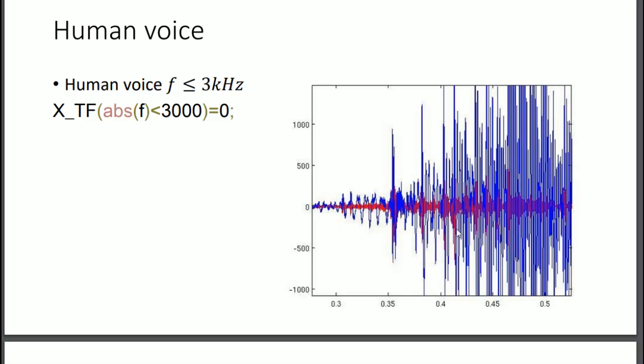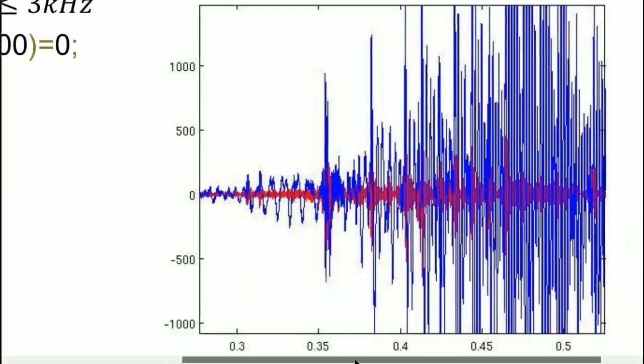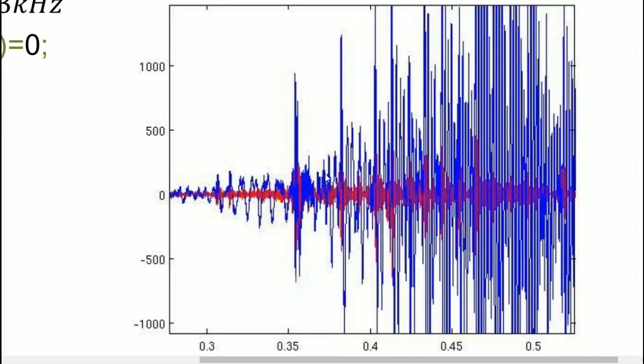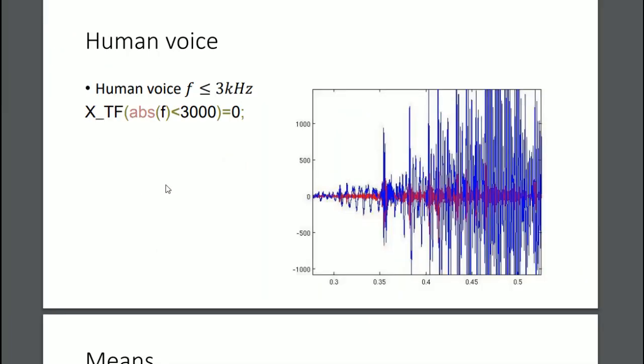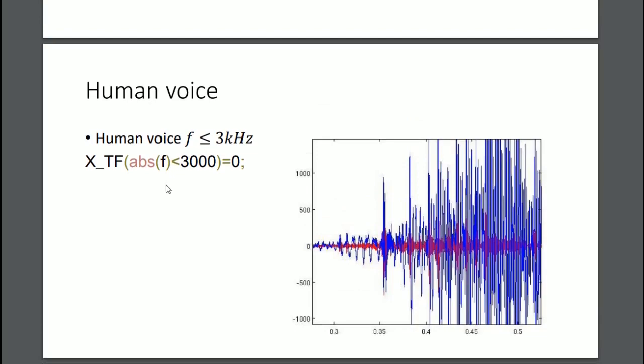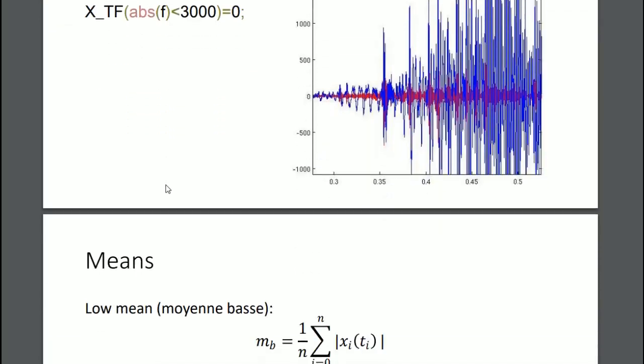In blue, you can see the signal that is not transformed, and in red, the signal that is transformed using our system. So once we do that, we can move on to the next part.